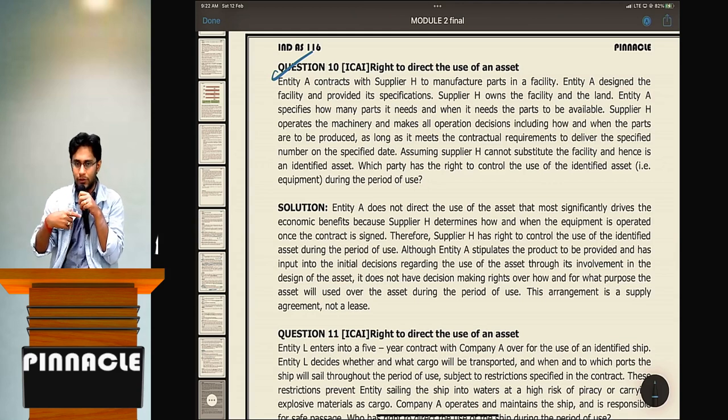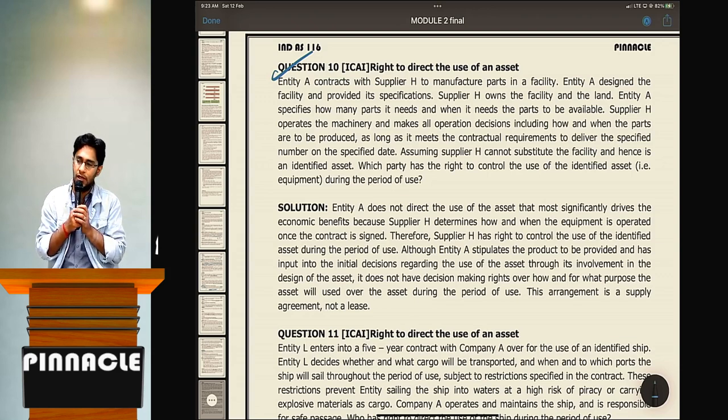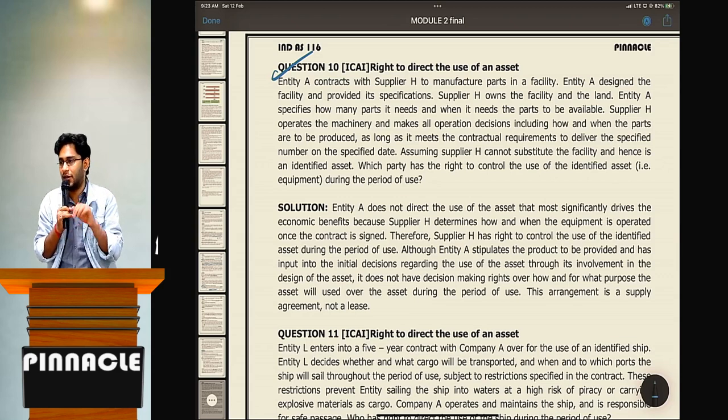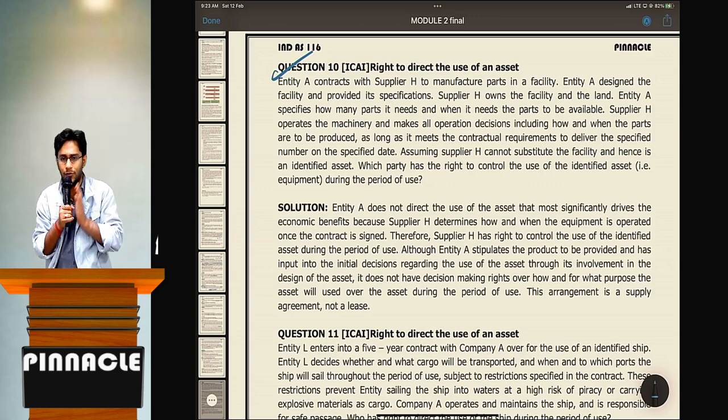Between me and you, the contract is, I will specify how many units I want and by what time I want them. I will specify that to you. Your job is to manufacture that and give it to me. When you will manufacture, how you will manufacture, those rights are with you only. I cannot operate the asset also. I can only specify what I want. You will operate the asset. How to operate, when to operate, your decision only, but you will deliver the goods to me.